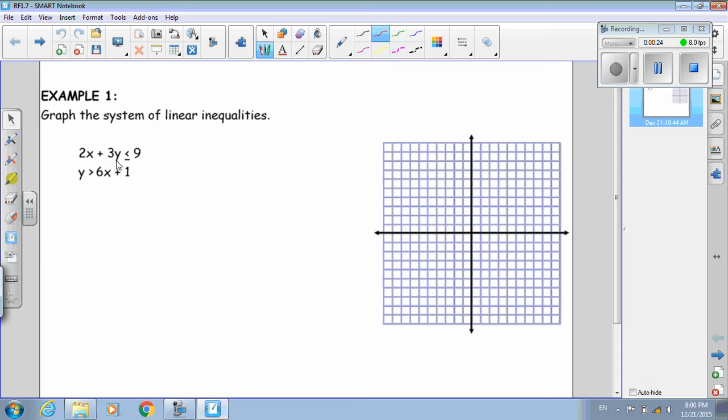Here I would use the intercepts method because the y value is not readily isolated. So what is the y-intercept? If x is 0, let's take a look at that. If x is 0, 3 times what number gives me 9? That would be, of course, 3. So I have my first y-intercept here at (0, 3).